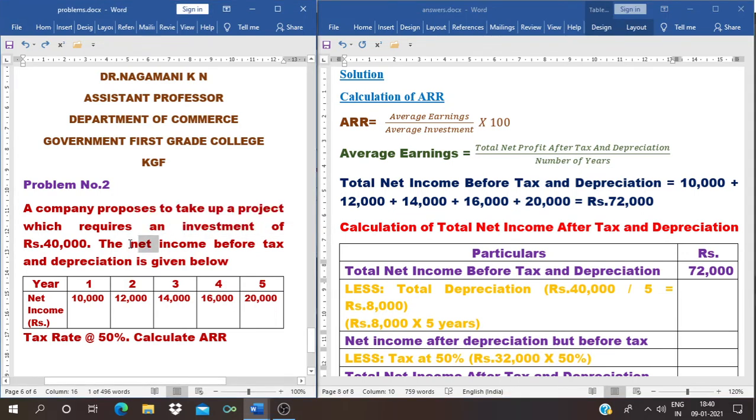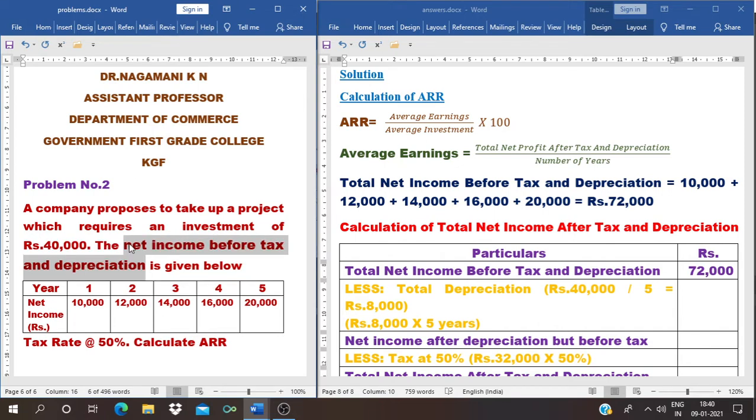See, this is very important. You should know net income before tax and depreciation. I am underlining that. Why it is important? I will tell you. And 5 years information is given and net income for these 5 years is also given here. Tax rate at 50%. Calculate ARR.